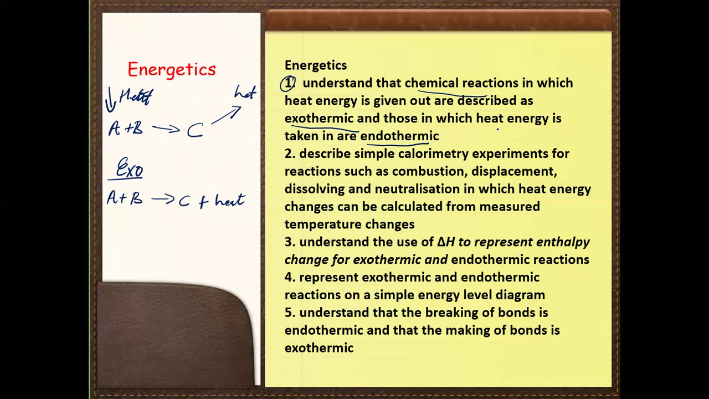And those in which heat is taken in, when you absorb heat, we are talking about the endothermic reaction. So an endothermic reaction is a type of reaction whereby, let's say, our reactant A interacts with reactant B, and there is heat involved on the reactant side, and then we form product C. In this case, we are talking about the endothermic reaction. Why? Because heat is being absorbed by the reactants. The reactants need heat.